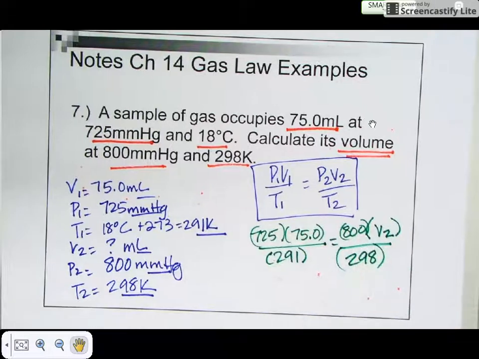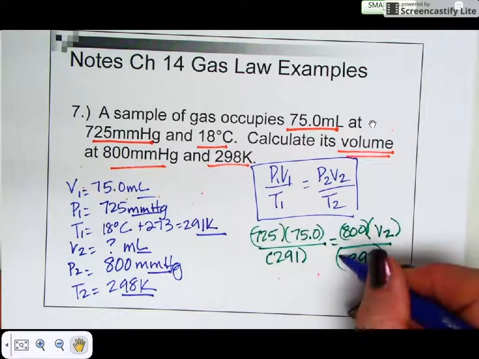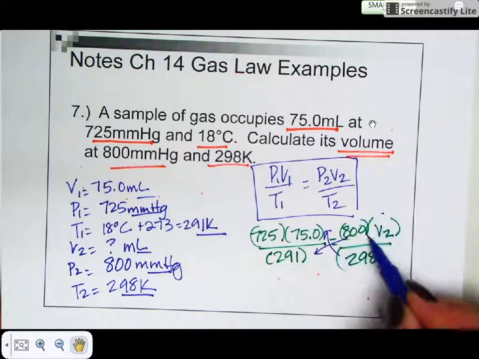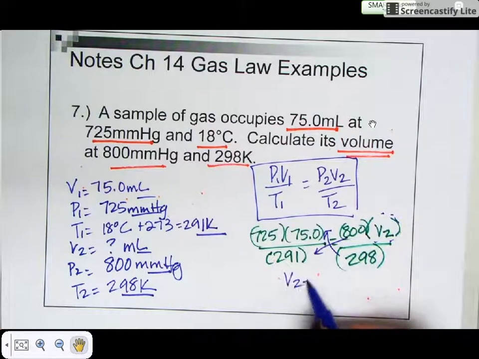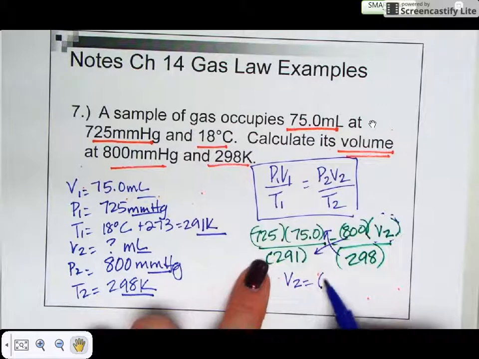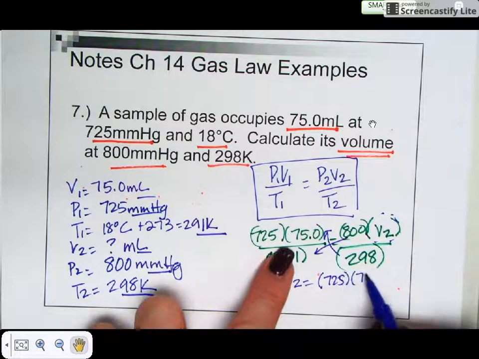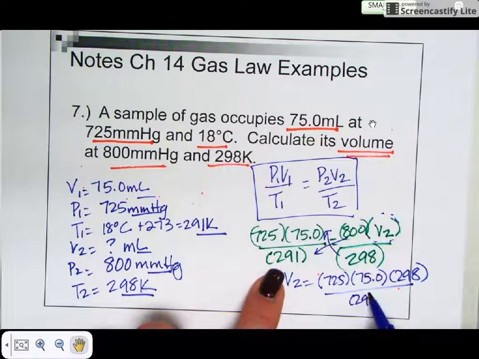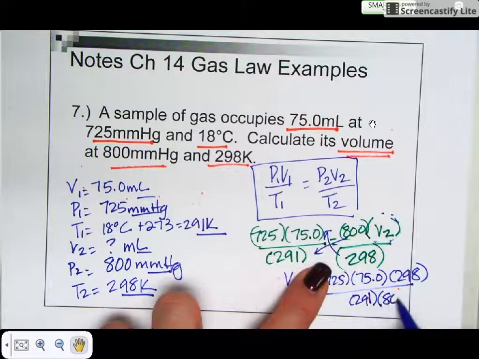Okay? Cross multiply here. We need to bring the 298 up and cross the 800 down, and that will isolate this variable and leave your V2 all by itself. So we're going to have 725 times 75.0 times 298. Divide that by 291 and 800.